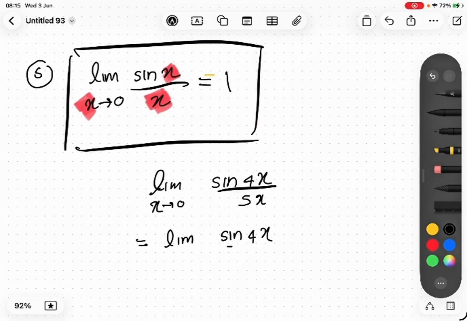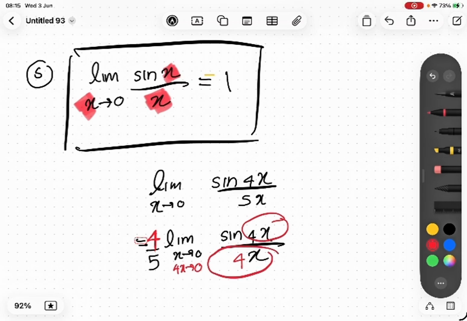I will just write down, this is a constant, so I can take it out of the limit sign like this. And now you have x when x tends to 0. To apply our rule, the denominator is 4x, the numerator also should be 4x, so I will put 4x here and I will remove that 4, putting 4 here. And also you know that when x tends to 0, definitely 4x also tends to 0. When x values get closer to 0, what happens to the value of 4x? 4x also gets closer to 0. Now can you observe, we have got the format sine 4x over 4x when 4x tends to 0. Therefore this whole part is equal to 1 and the answer is 4 over 5.